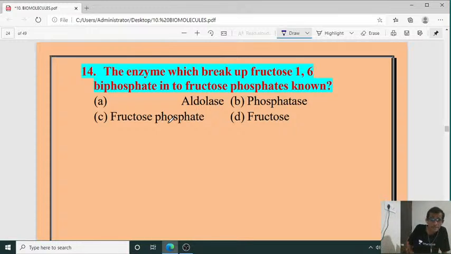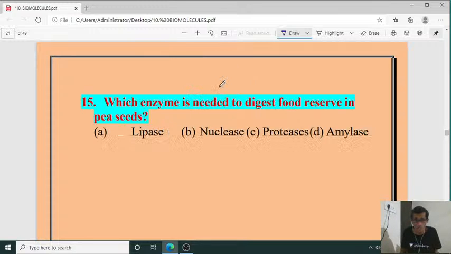Here, the enzyme which breaks up fructose 1,6 bisphosphate into fructose phosphate is known as what? Or, the enzyme involved in the conversion of fructose 1,6 bisphosphate into fructose phosphate. For the 14th one, it is the aldolase enzyme. Aldolase enzyme will convert this process.